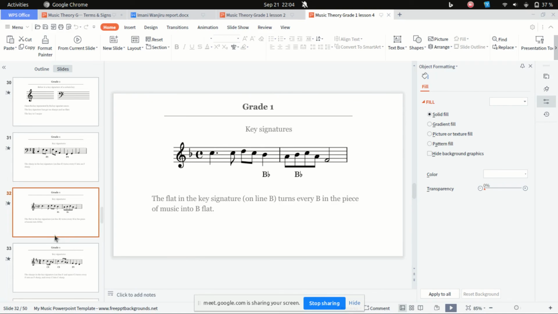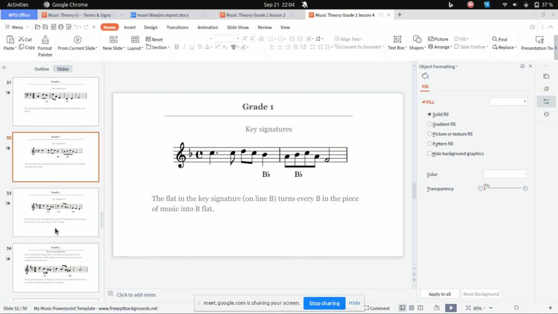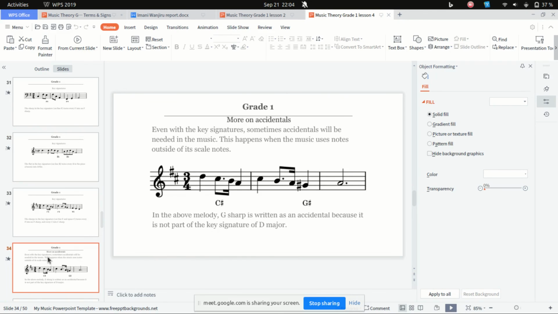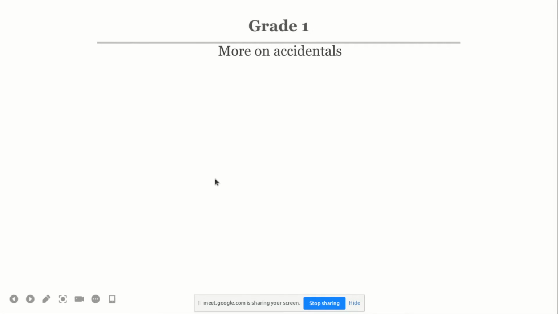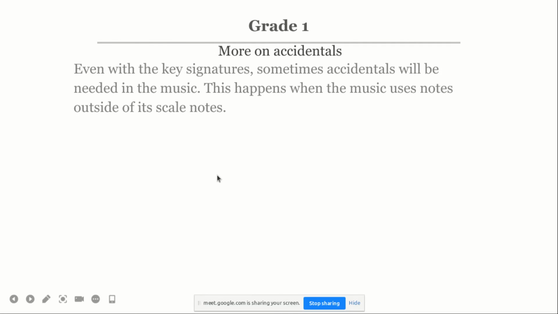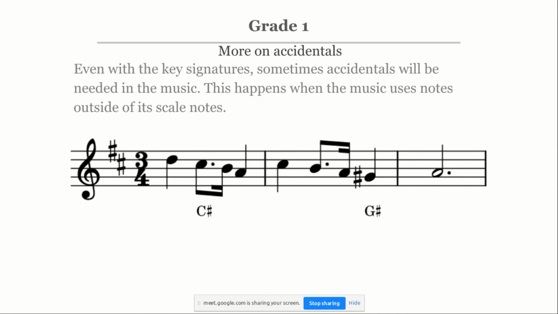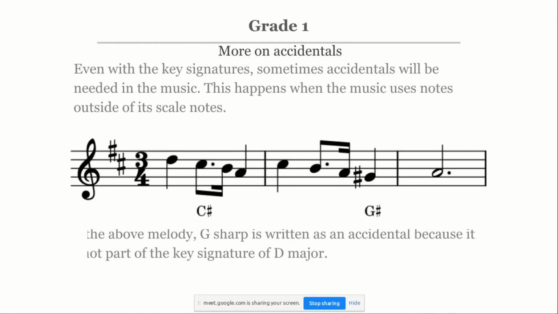I believe there is a, okay, I think this is it. More on accidentals, yes. So look at this case where we have, this is a different one.